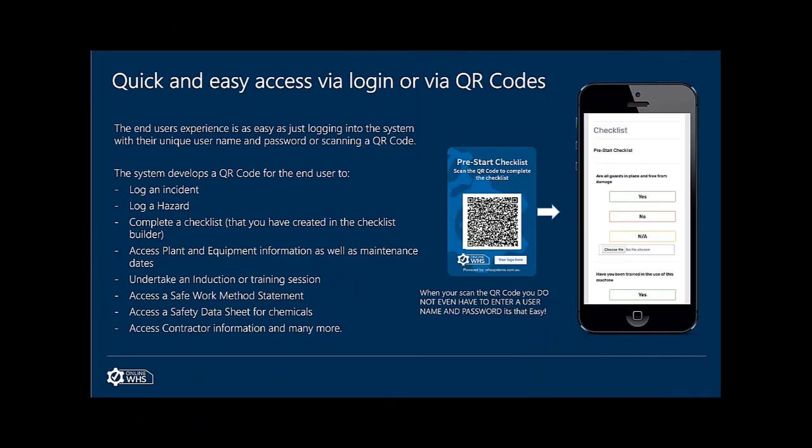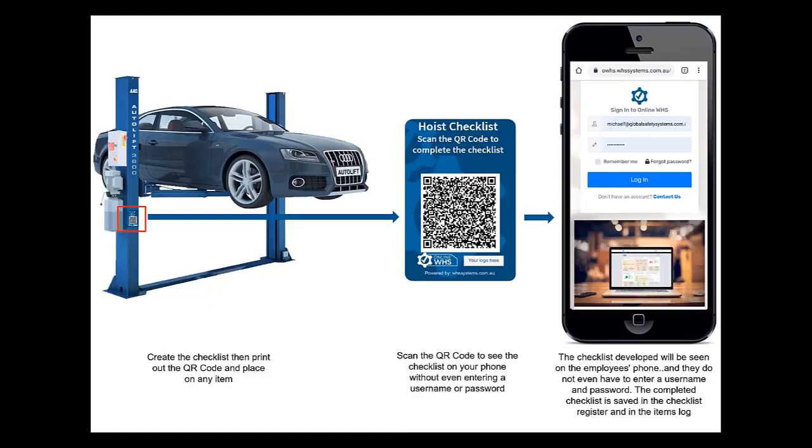The system has QR code features, where items such as checklist, incident and hazard forms can be completed just by scanning a QR code. And if management have made this QR code public, you won't even have to enter a username or password. If a QR code is scanned and you are taken to the login page, that means management has not made this QR code public. Therefore, you will have to log in using your username and password.